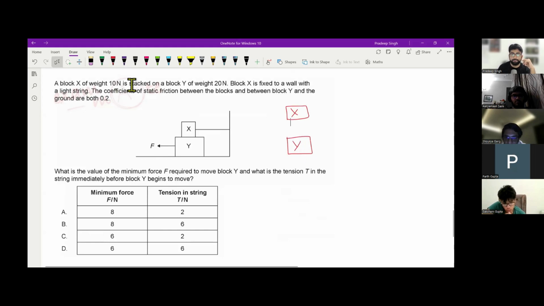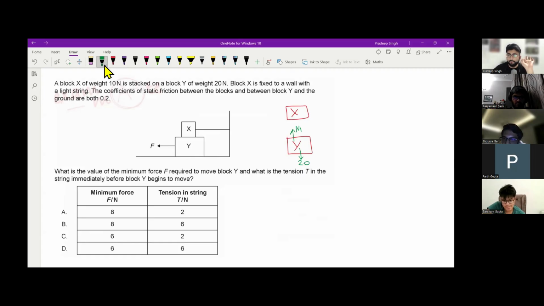What is acting on Y? The weight is acting downwards, 20 newtons. Then the normal reaction upwards, 20 as well. No, you don't know that yet. Let's call that N1. But why don't we know that over here?